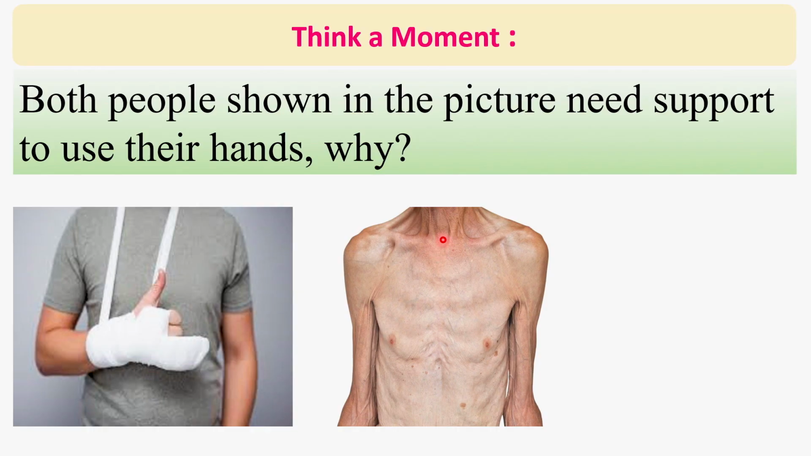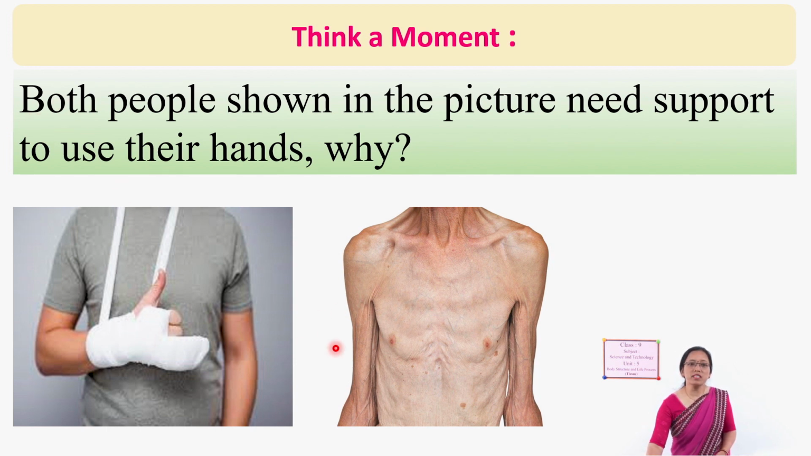Can you see here? All of you, please observe these two pictures. One person's hand is fractured, and another person is very lean and thin; in his body we can't see any muscles. So there is a question: both people shown in the picture need support to use their hands. Why?